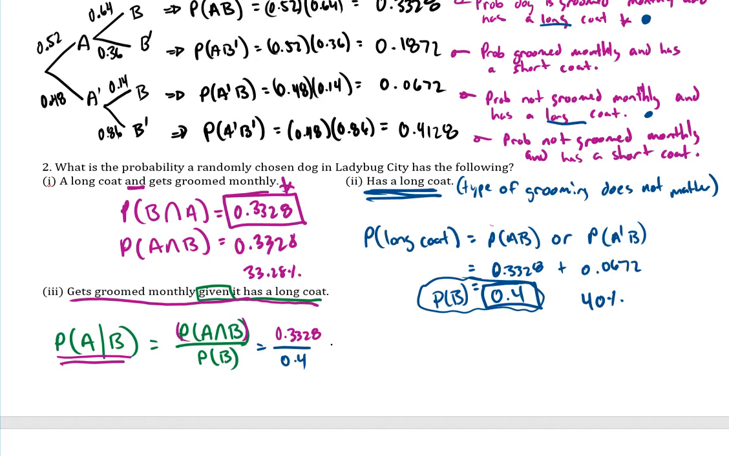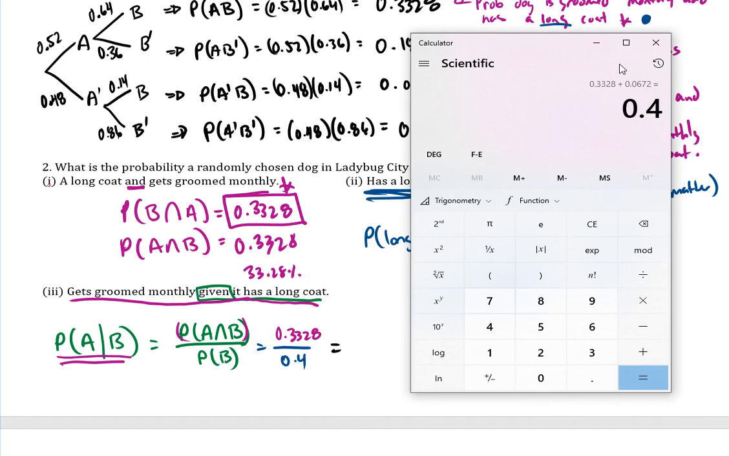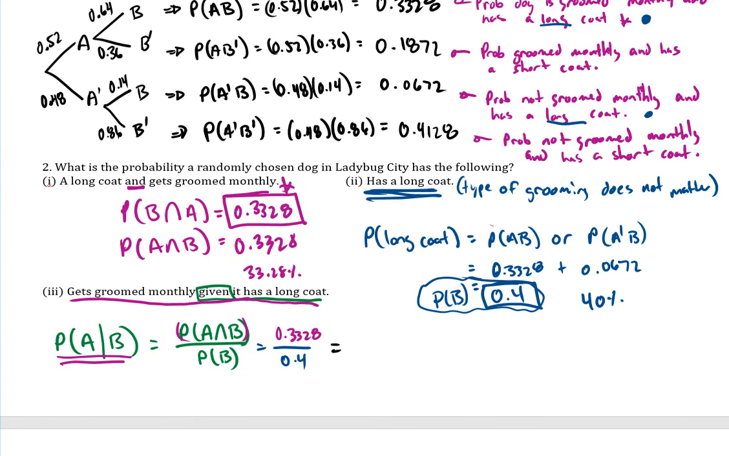Okay, so now, again, I can use my calculator to get my final answer for this problem. So 0.3328 divided by 0.4 is 0.832. So that's that probability. Okay, there we are. It's done. So this is a good problem with given.